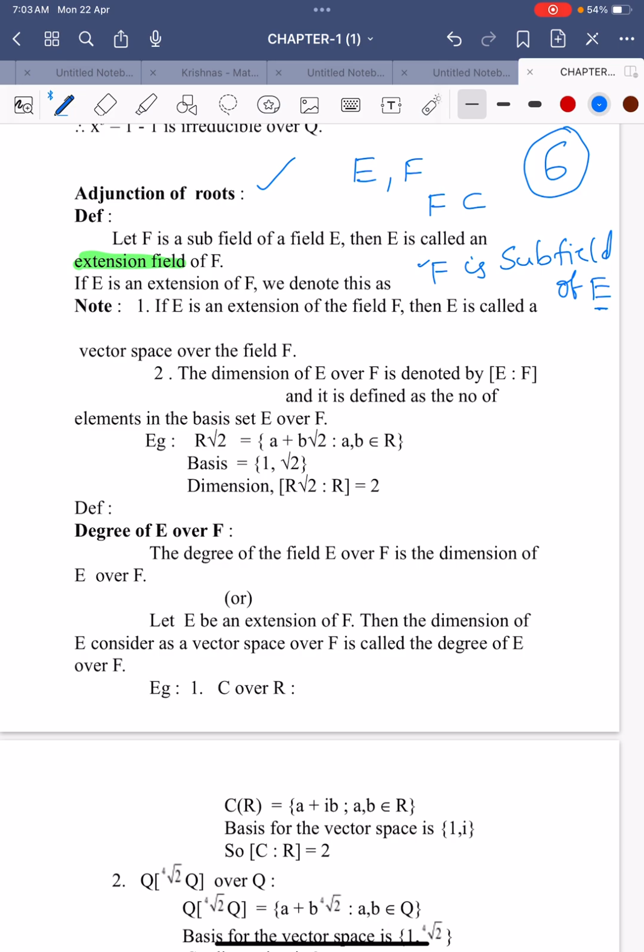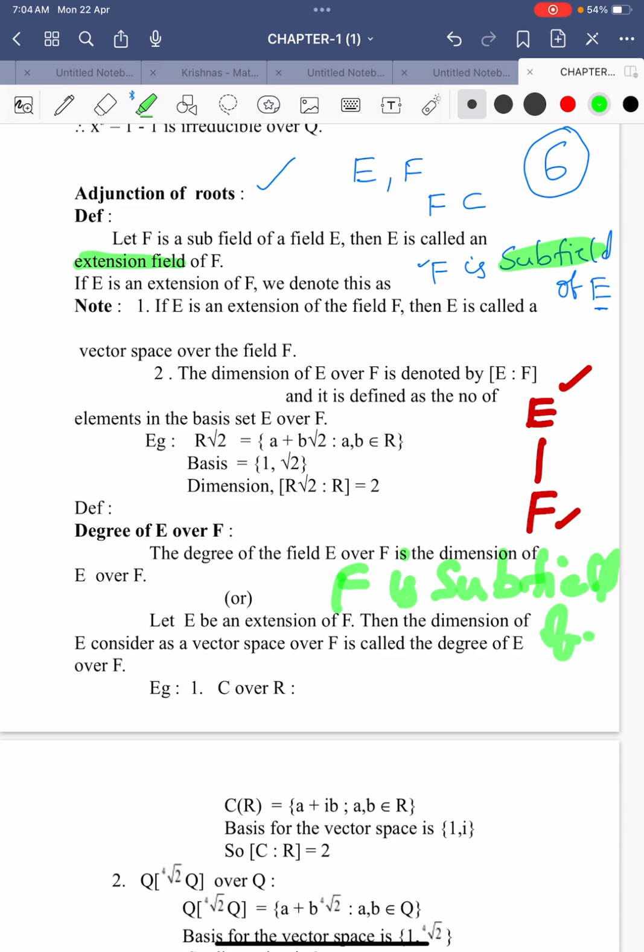And we denote this by using the symbol. Capital E is an extension of F. This symbol means E is an extension of F. Extension is nothing but subfield. So E is an extension of F means this F is a subfield of capital E. Remember that the symbol means E is an extension of F and F is a subfield of E.